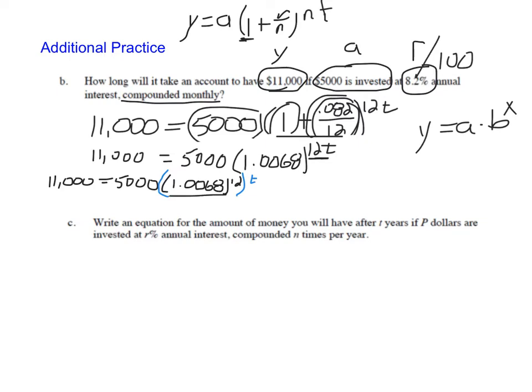Now if I take 1.0068 raised to the 12th power, I now have 11,000 equaling 5,000 times 1.0852 to the t. Now we need to solve for t. So I'm going to divide both sides by 5,000. Let me erase this.